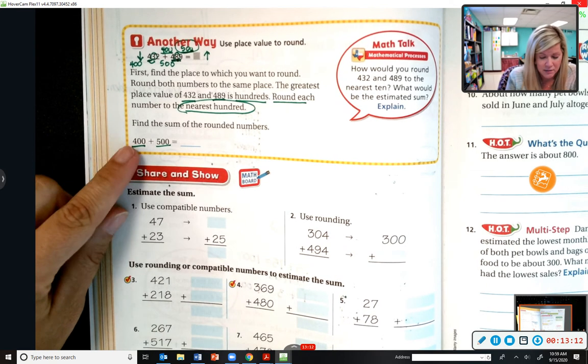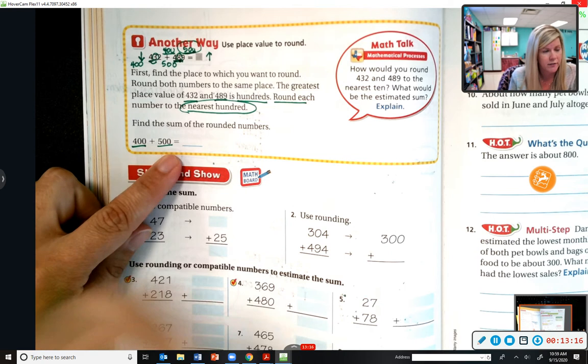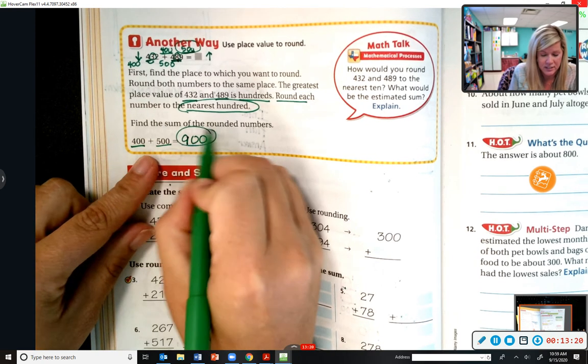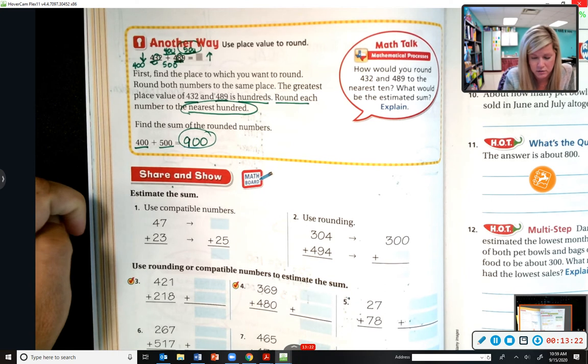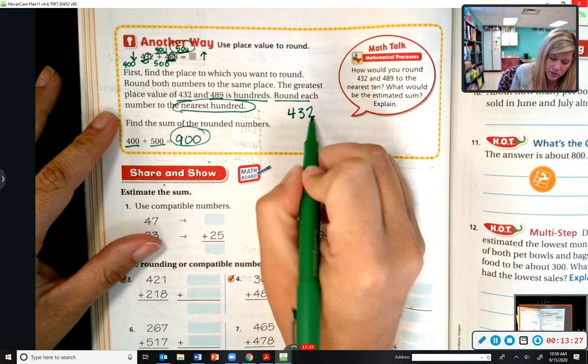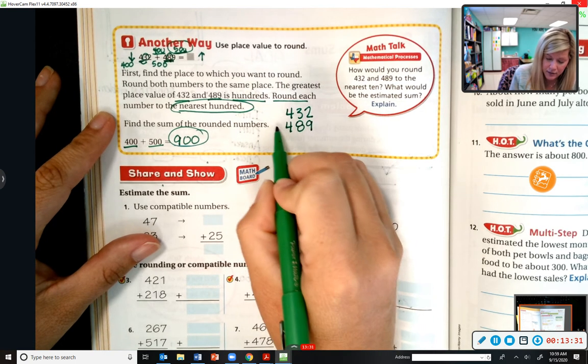Now we can estimate. We're going to quickly add these rounded numbers, 400 plus 500. Easy to do in our head, and that's what you want, 900. Now we can add real quick the real numbers to see how close it is to our estimated answer.